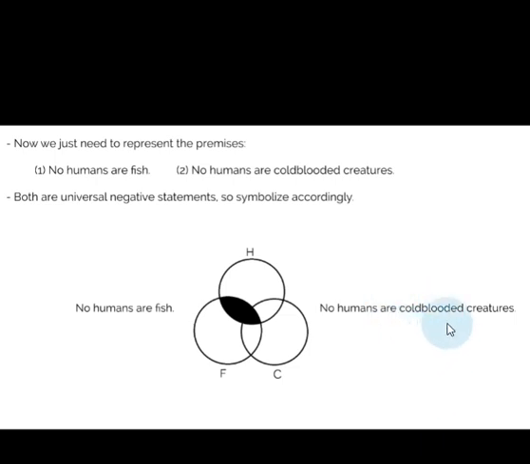No humans are cold-blooded creatures. Well, we do the same kind of thing. We're looking at the human circle and the cold-blooded creature circle. And we want to make sure that we're saying that there's nothing that's both human and cold-blooded. So there's nothing in the overlap. And you get this nice little symmetrical pattern. So we've represented both of the premises. Hopefully everyone could have done that.